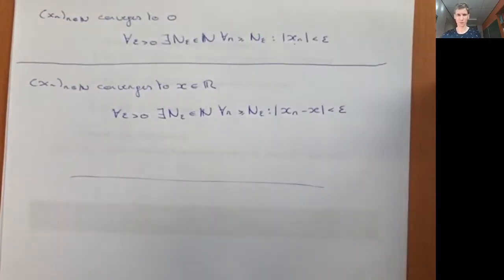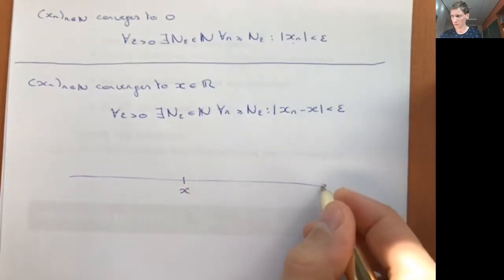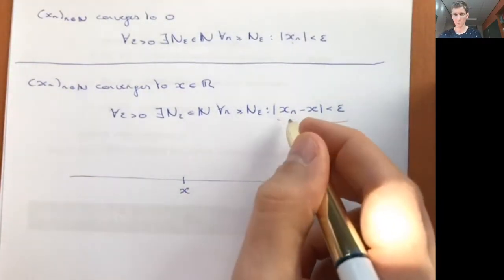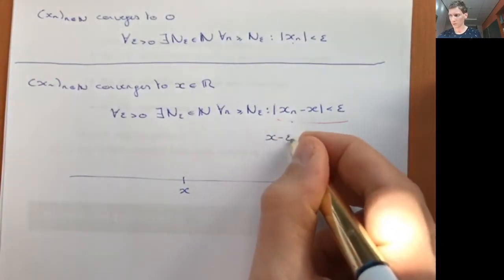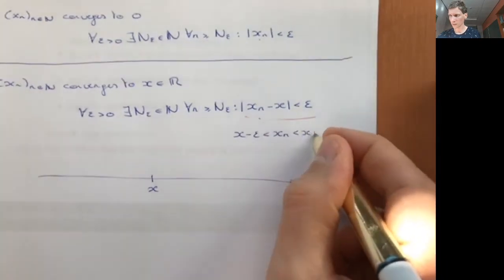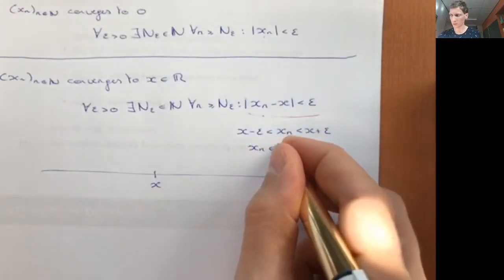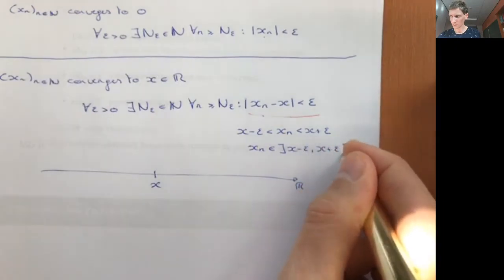So this is quite similar to the previous step. If we have the line R here and you have x here, then you can make the same picture, right? Because here this definition will be satisfied. This condition is the same as the condition that x minus epsilon is smaller than xn, which is smaller than x plus epsilon. Okay, so in other words, xn is in the open interval (x minus epsilon, x plus epsilon).